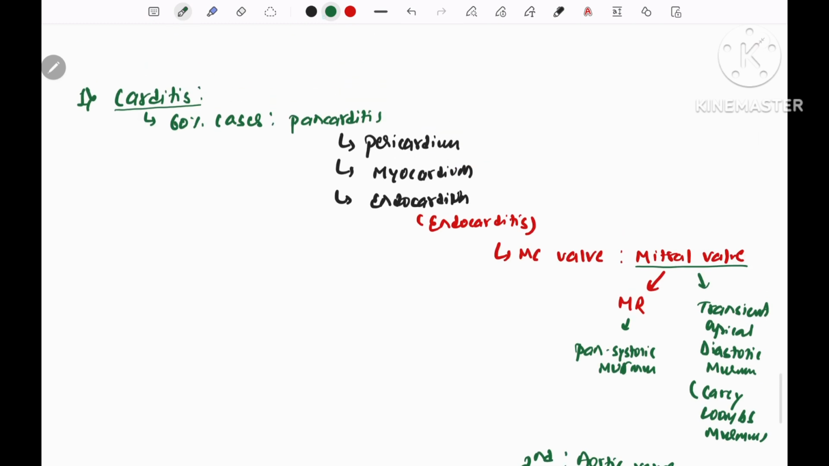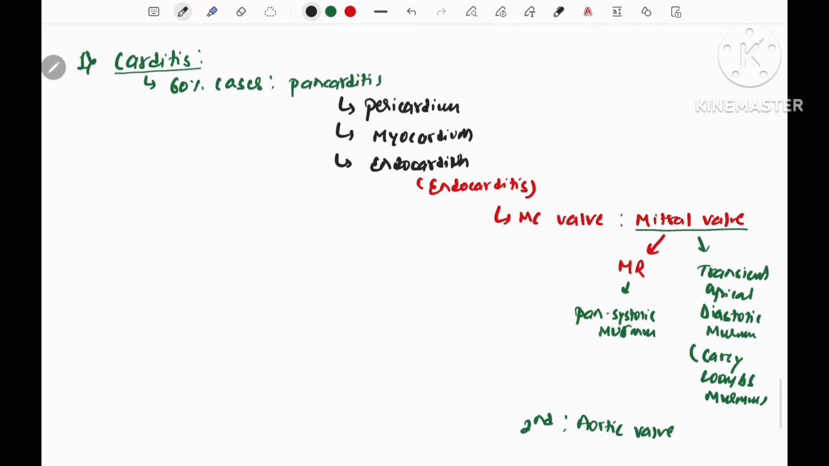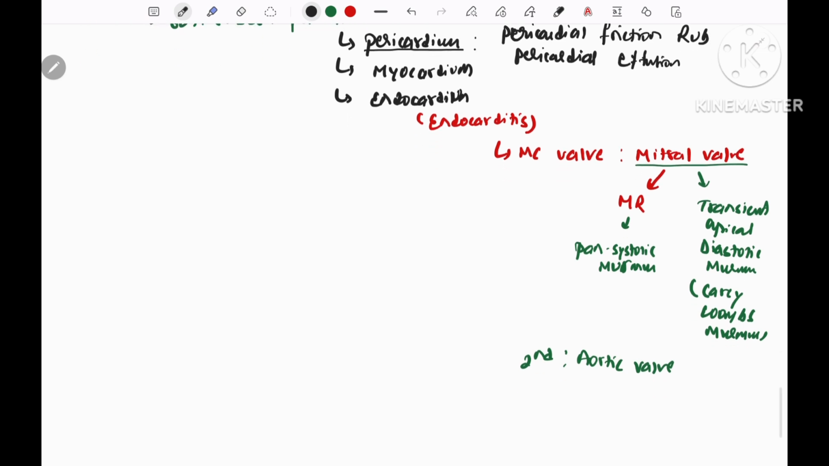And we should also know that if the pericardium is involved, there may occur a pericardial friction rub, along with some evidence of pericardial effusion. So these are the things which we should know in carditis, and they basically manifest clinically with features like breathlessness and chest pain.